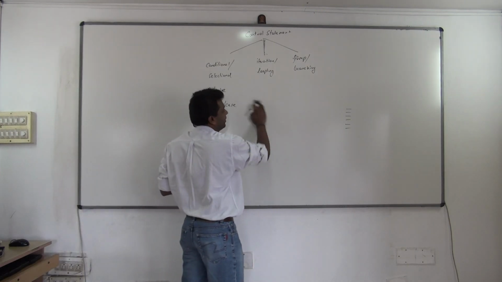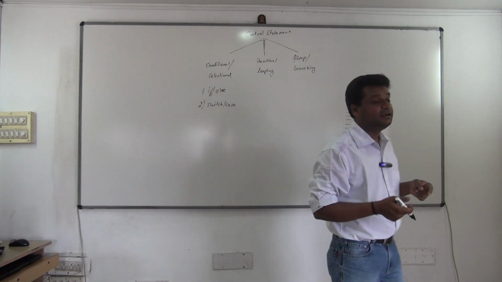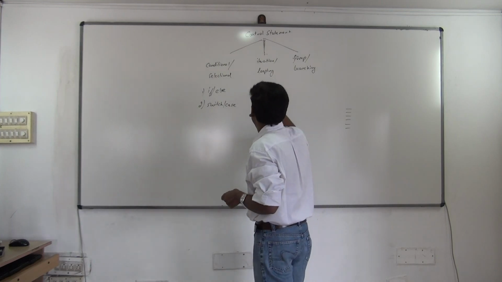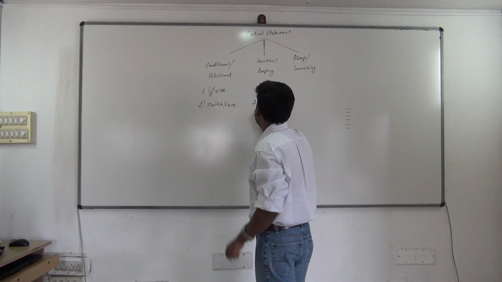Now for iteration or looping, iteration means what? Executing a set of statements repeatedly until a termination condition is met. You can do this with the help of what? For, while, do while. Three things.